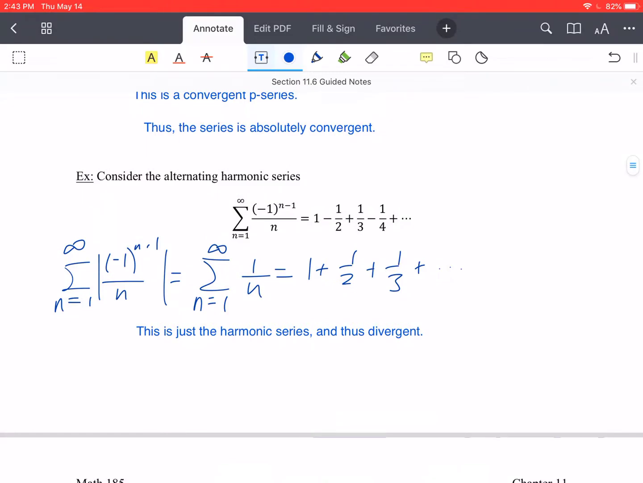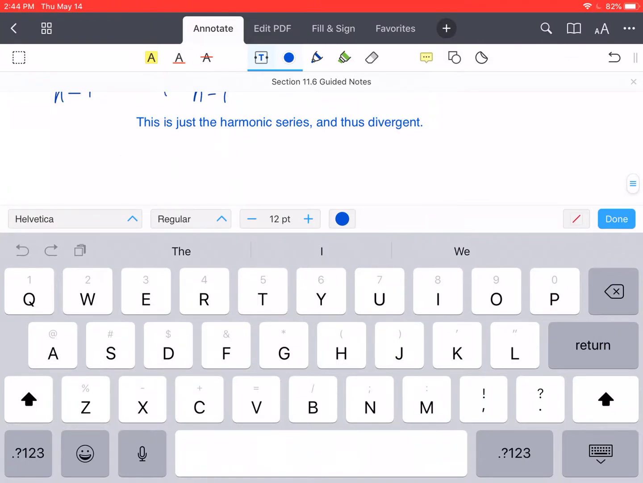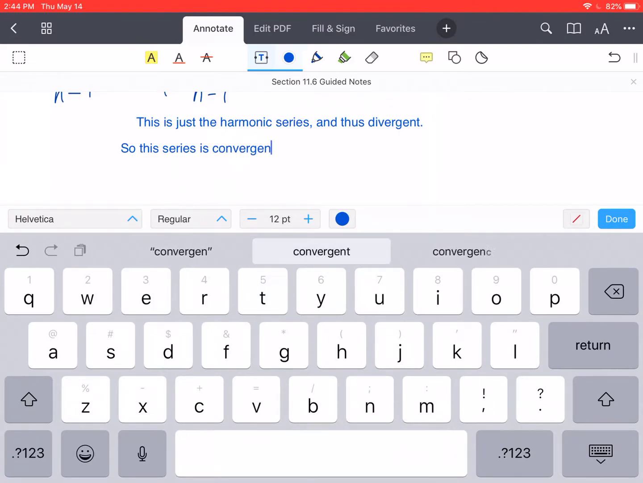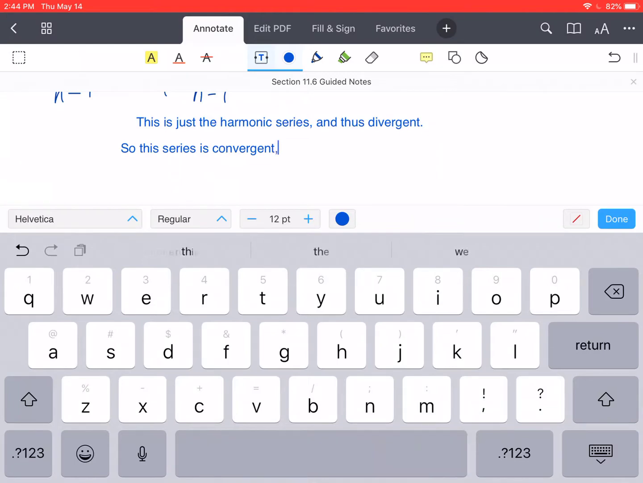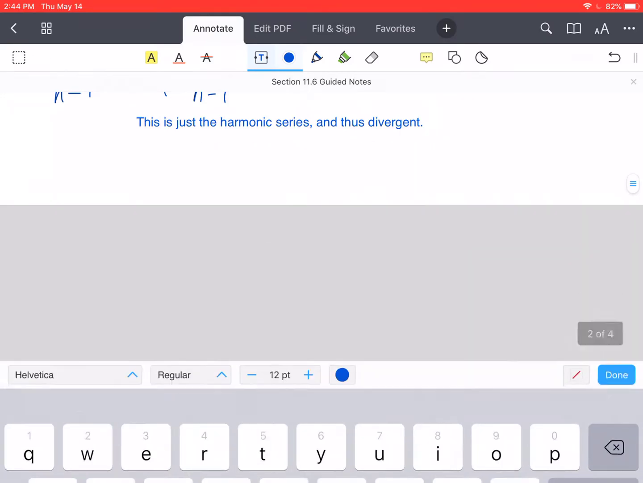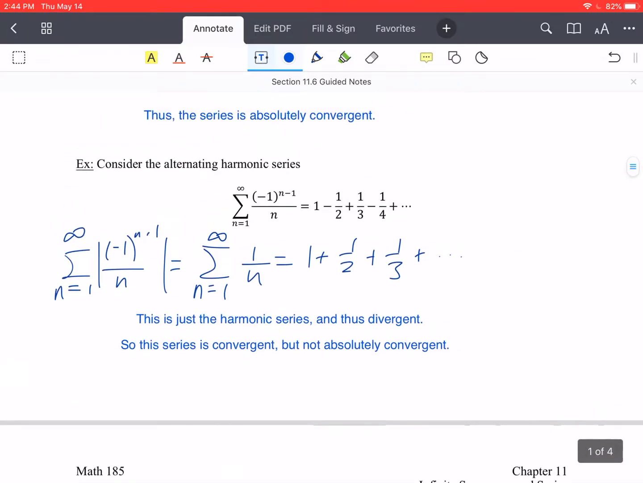Okay, but we looked in the previous section at this same series, the alternating harmonic series, and found that it was convergent. So what does this tell us? Well, this series is convergent, but not absolutely convergent. And that is possible. It is possible for a series to be convergent but not absolutely convergent, as we see here.